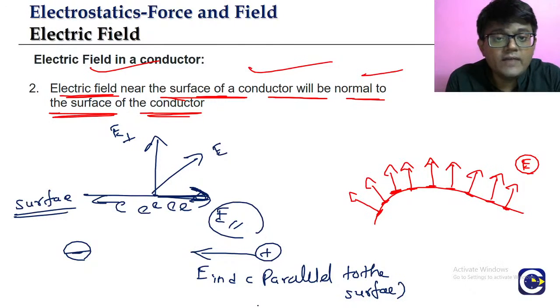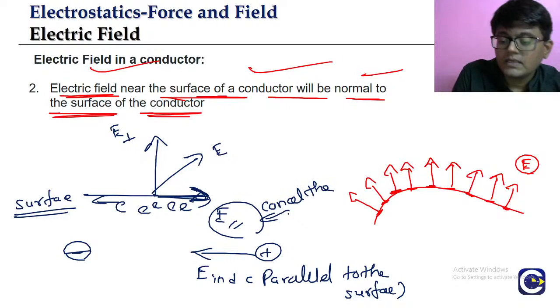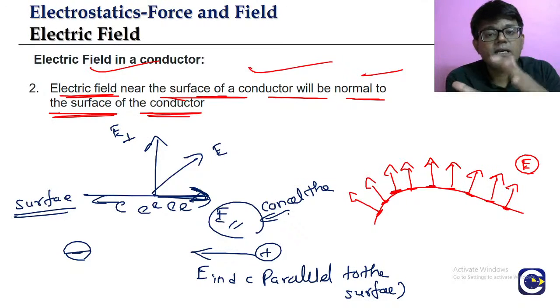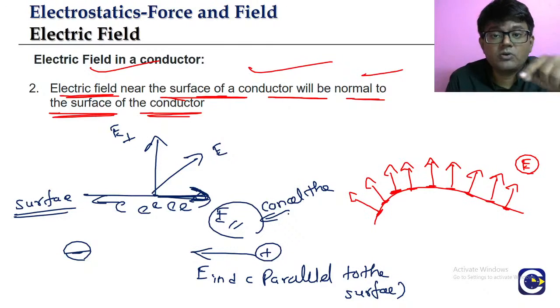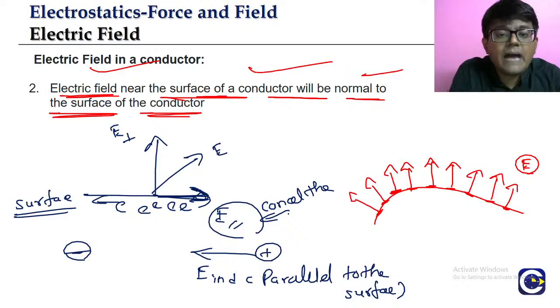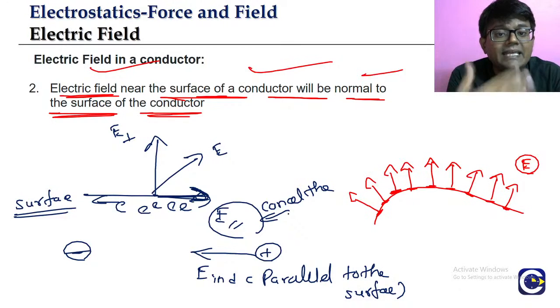The induced field value will keep increasing till it is able to cancel this one, till the parallel part, the electric field parallel part, is cancelled. Till then the electrons will keep moving. Like the way we discussed the electric field inside the conductor, the electric field cannot have a component parallel to the surface. If it were there, that component will be automatically cancelled.